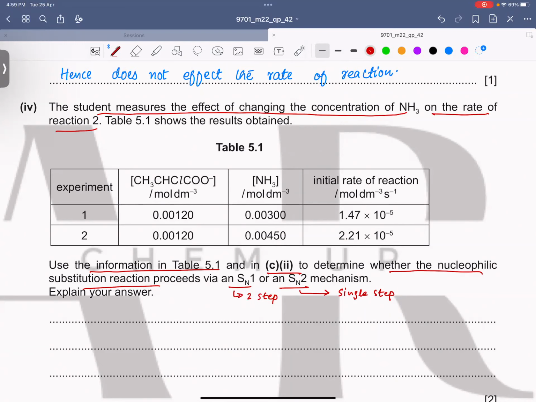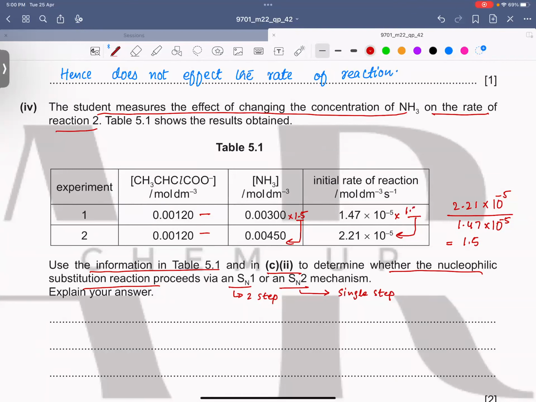Okay, so if you see, for ammonia, isn't the concentration changed by 1.5? Yes, the change in the concentration is 1.5. Now, what would be the change in the rate? How could you figure it out? By dividing this with this one. Is it also 1.5? Can anybody verify?